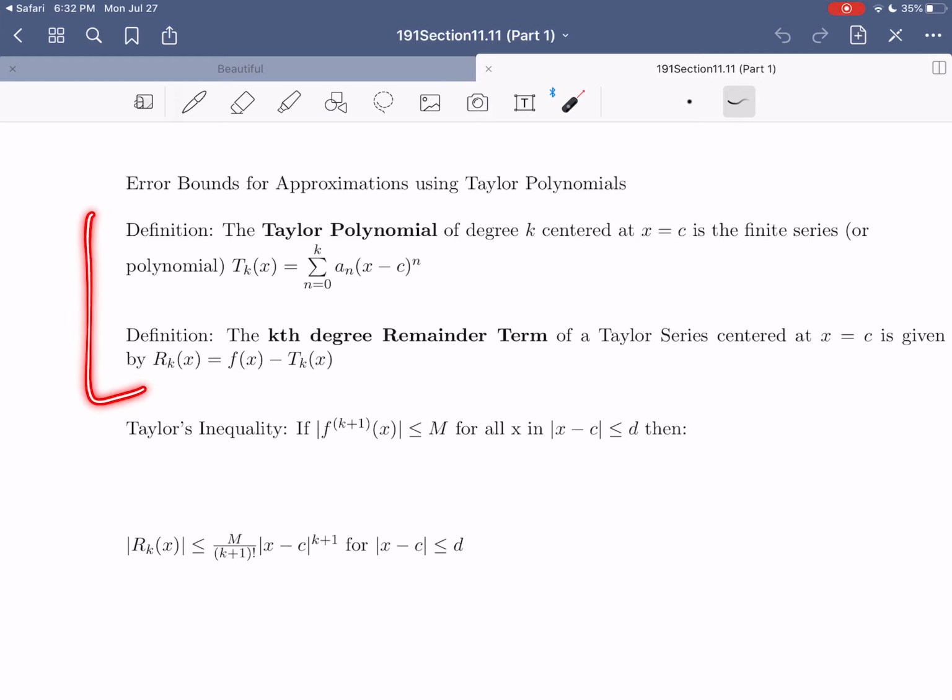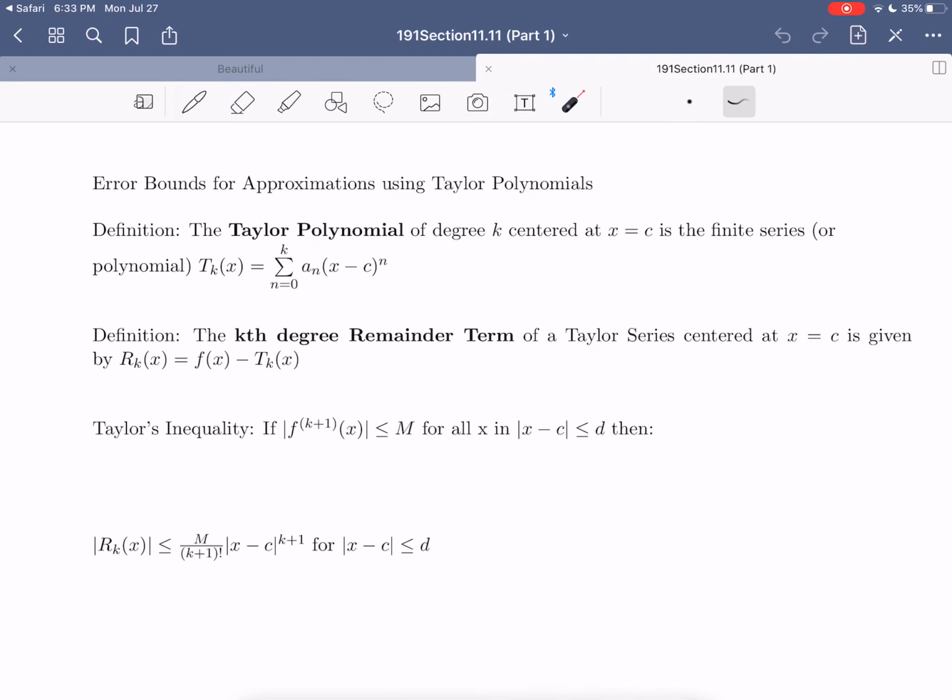So the first two definitions here, we actually already discussed these at the end of 11.10. We said that the Taylor polynomial of degree k is the truncated Taylor series where we run from n equals 0 up to k instead of n equals 0 to infinity. That makes it only have degree k because the highest order polynomial term will be (x minus c) to the k. And then remember that we said the kth degree remainder term is the difference between the function and that Taylor polynomial of degree k.